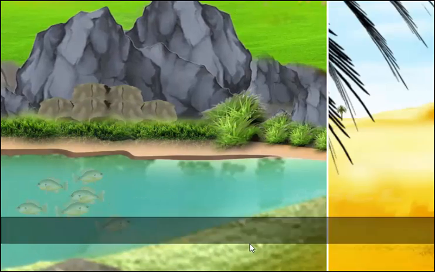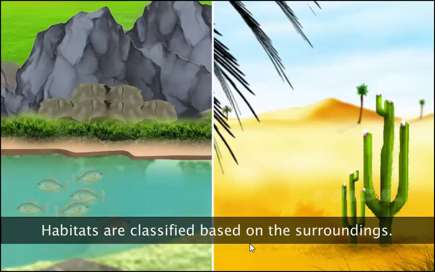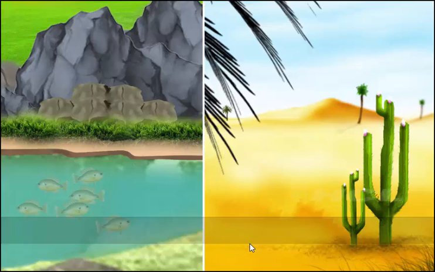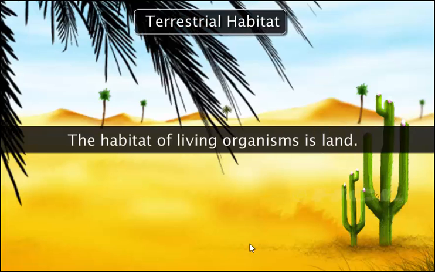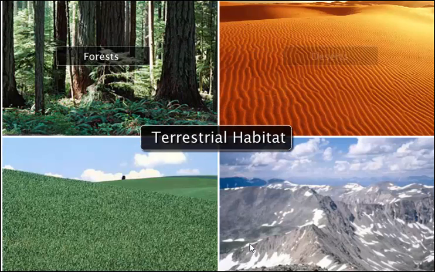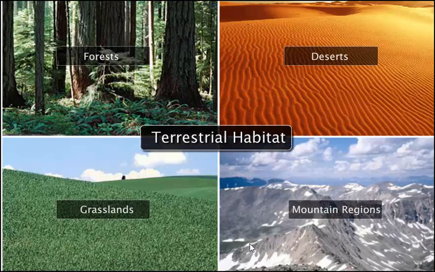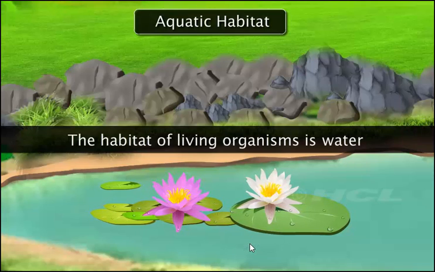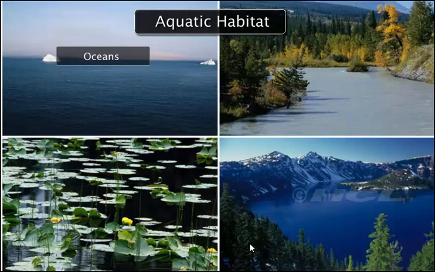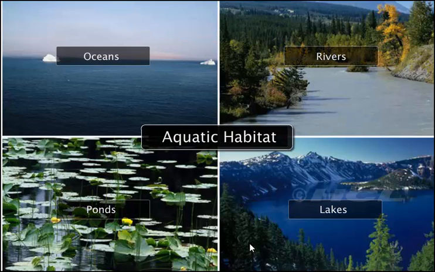Good question, Annie. The habitat of living organisms is classified based on the surroundings they live in. If the habitat of living organisms is land, then they are said to be living in a terrestrial habitat. Examples of terrestrial habitats are forests, deserts, grasslands, and mountain regions. Similarly, if the habitat of living organisms is water, then they are said to be living in an aquatic habitat. Examples of aquatic habitat are oceans, rivers, lakes, and ponds.